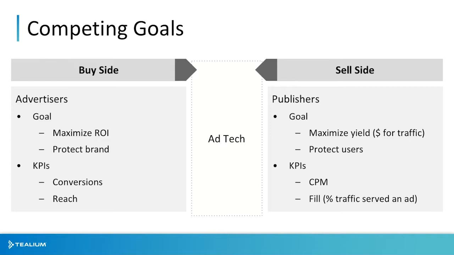The buy side and the sell side, they have competing goals, and it's a good time to pause and understand what each of them want from each other. The buy side of a digital marketing ecosystem are advertisers. They're companies that want to sell you products. They want to protect their brand and nurture it. Their goals are to maximize the ROI of their efforts. They want to make sure that their advertisements are seen in all the most popular places on the internet, and that those advertisements are timely and come to the right users.